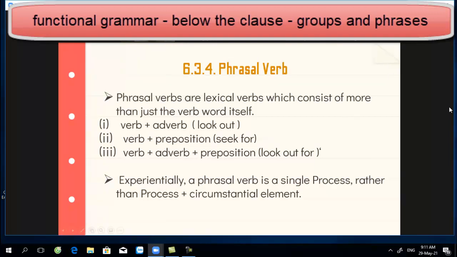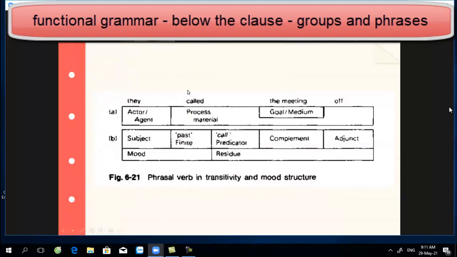As we know, a phrasal verb is a verb plus adverb, for example, look out, or verb plus preposition, or verb plus adverb plus preposition, look out for. Experientially, a phrasal verb is a single process rather than a process plus circumstantial element. When you look at phrasal verbs in transitivity and mood structure, we see that they carry the meaning of the process.